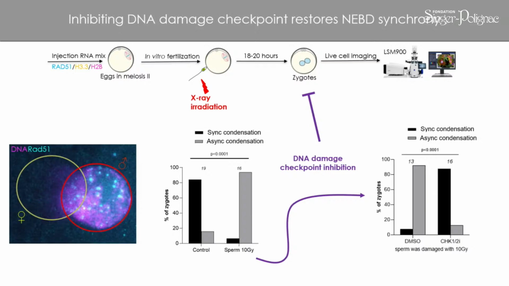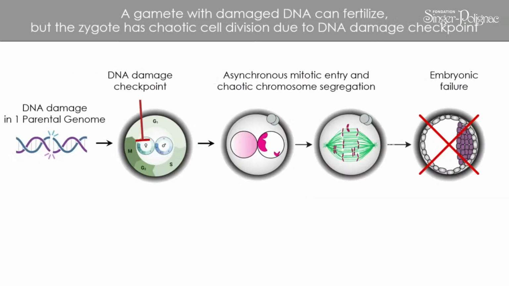This doesn't mean they are healthy, they're carrying a crazy amount of DNA damage, but still we completely rescue this phenotype. And so what we think is happening is that when the parental genome is damaged, it activates the DNA damage response. This blocks the cell cycle progression at a local level. So we get this configuration where one nucleus is about to enter mitosis, but then a synchronous mitotic entry with chromosomes that were not prepared actually leads to massive chaotic chromosome segregation, and this will clearly lead to embryonic failure.